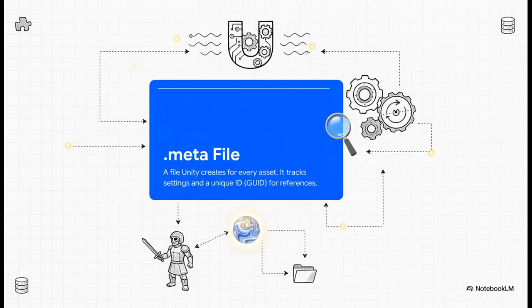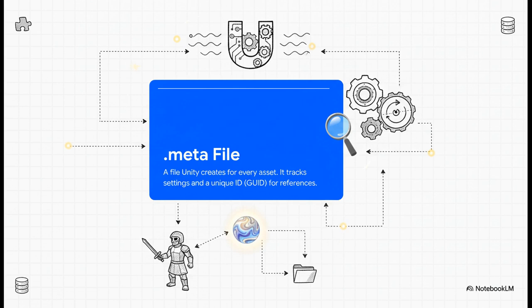This little file, the .meta file, is the unsung hero of your entire project. Seriously, anytime you add an asset, Unity creates this file right next to it. It holds a totally unique ID, a GUID, and that's how a script knows which character model to talk to or how a material knows which texture to use.